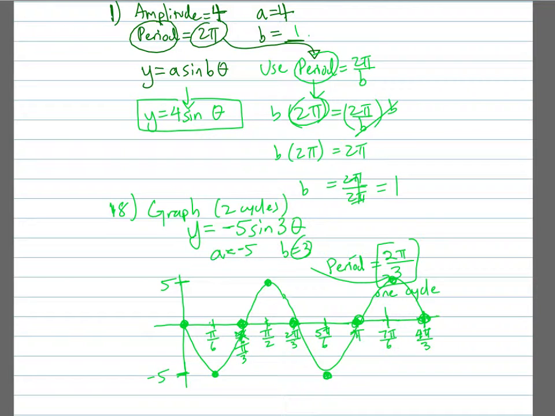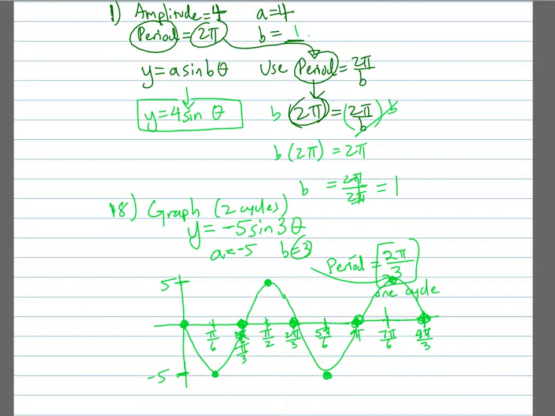So if we use that equation, let's use period equals 2 pi over B. We know that period equals 2 pi over B. And in this case, our period is 2 pi. So we're going to plug that in right here. Our period equals 2 pi. So 2 pi equals 2 pi over B. All right, we're just substituting right here.